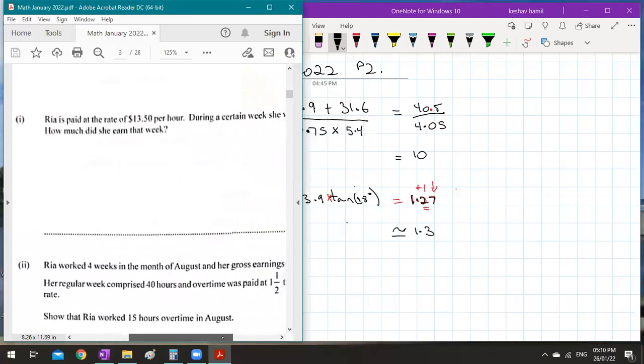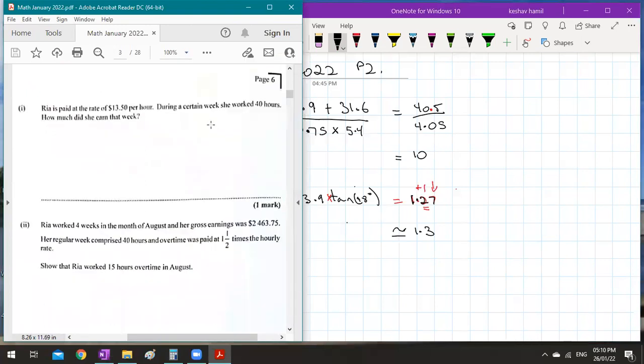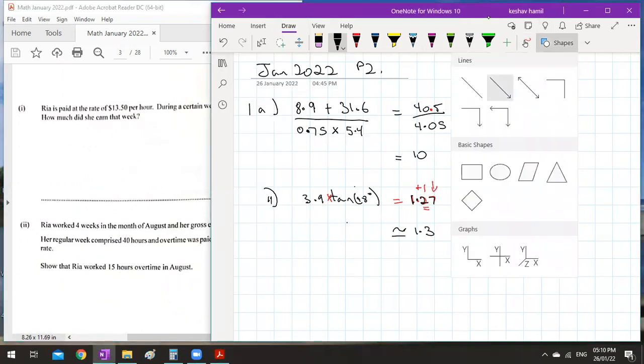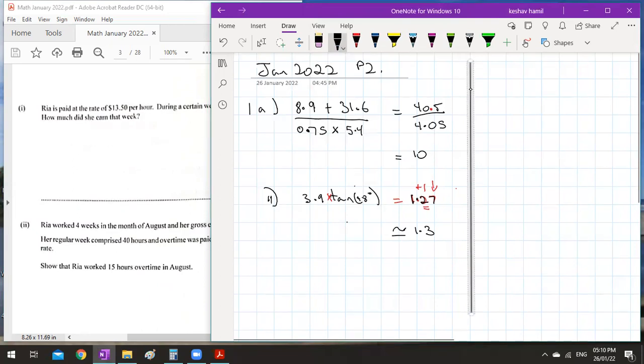Part B, where she is paid at a rate of $13.50 per hour. In a certain week, she worked 40 hours. How much did she work for? Now, remember, 40 hours is a basic week. Just the standard amount of time to work.